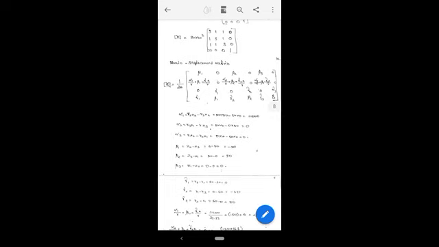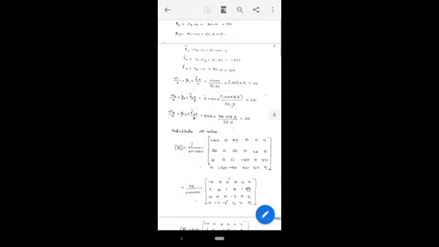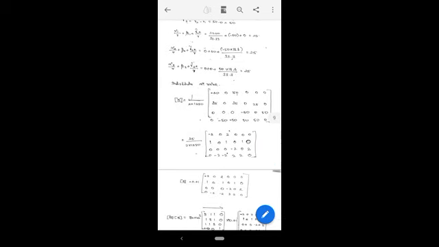Then we go to the strain displacement relationship matrix. First write the formula and then find all the parameters like alpha 1, alpha 2, alpha 3, beta 1, beta 2, beta 3, and gamma 1, gamma 2, gamma 3. Then simplify, substitute all the values, and write the matrix.